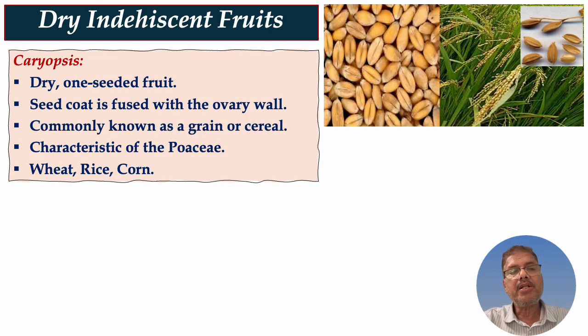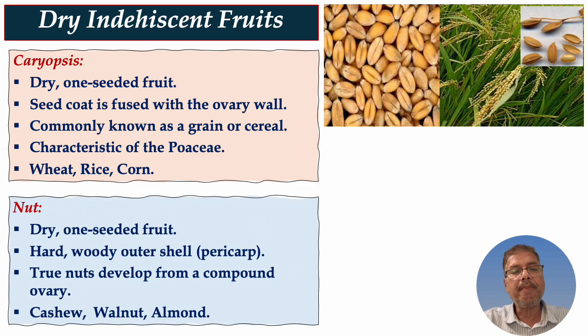A caryopsis is a dry one-seeded fruit where the seed coat is fused with the ovary wall, making it appear as a single unit. It is commonly known as a grain or cereal and is characteristic of the family Poaceae. The examples include wheat, rice, corn, etc.